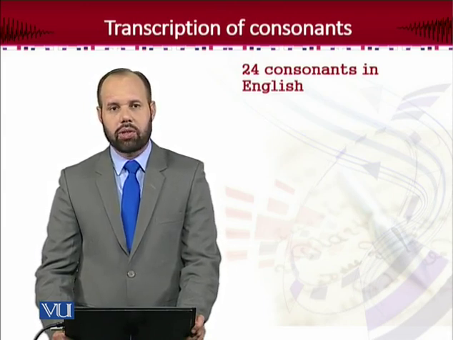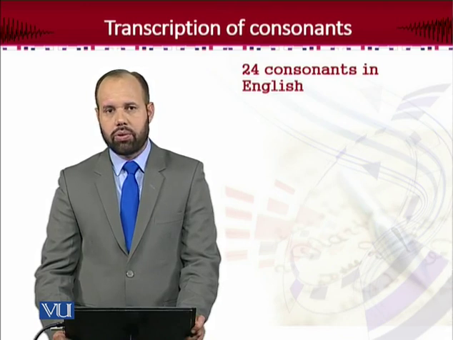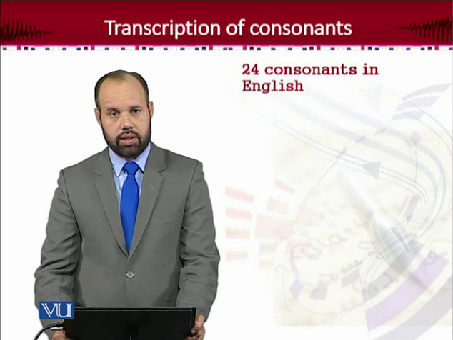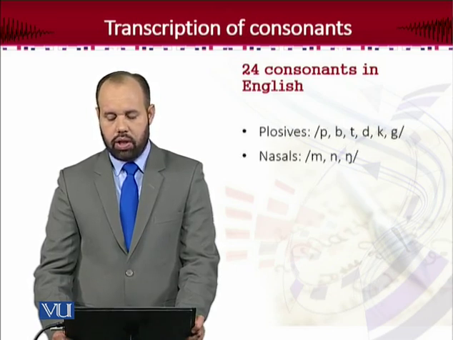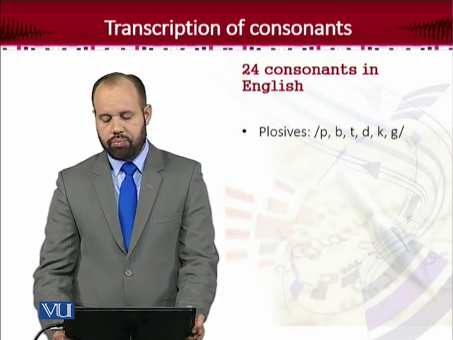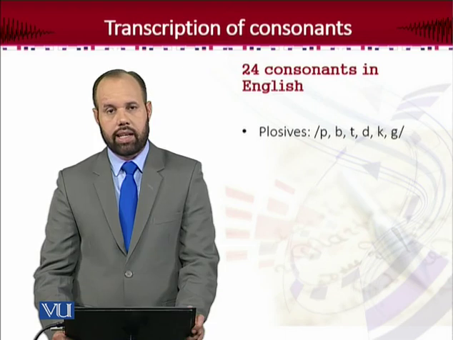There are very few symbols which are different from the English alphabets. So we would be focusing on them. But let me introduce you to all consonant sounds of English. There are 24 consonants in English. And just to roughly introduce them to you, there are 6 plosives: p, b, t, d, and k, g.